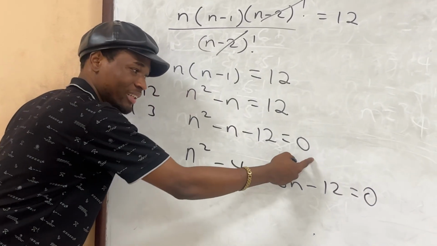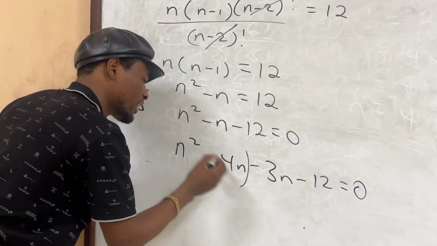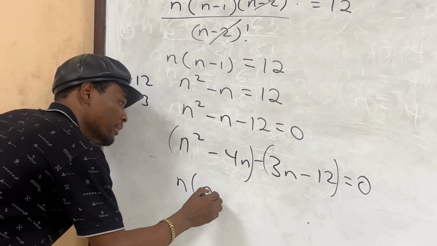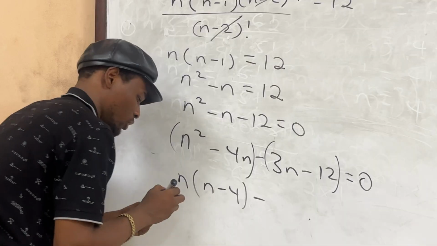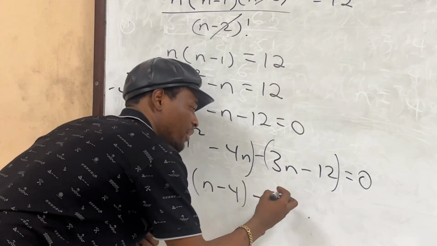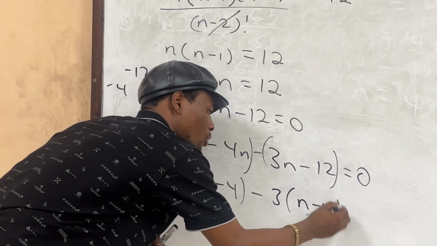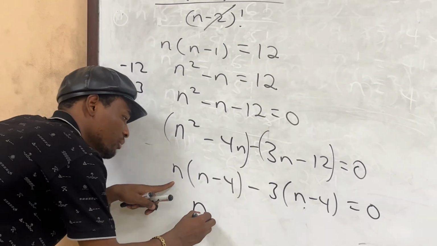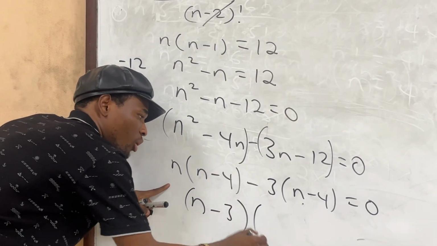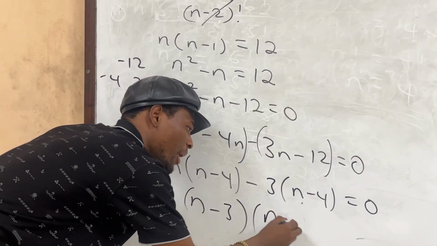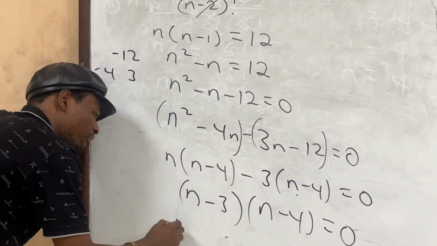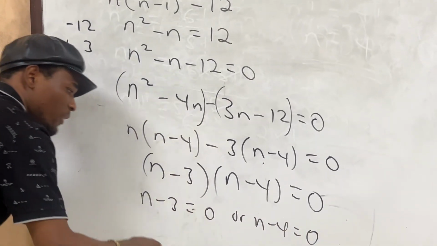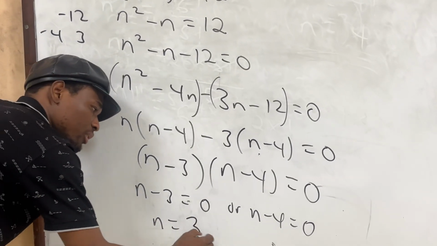I hope you can do this; this is basic algebra. So let's factorize. N is common here, so you have n times (n minus 4). Then the common factor here is 3, so you have 3 times (n minus 4), which is equal to 0. You enclose this in a parenthesis. You have (n minus 3), because this is common, you pick one, (n minus 4), which is equal to 0. So you have n minus 3 equal to 0, or n minus 4 equal to 0. So n equals 3, or n equals 4.